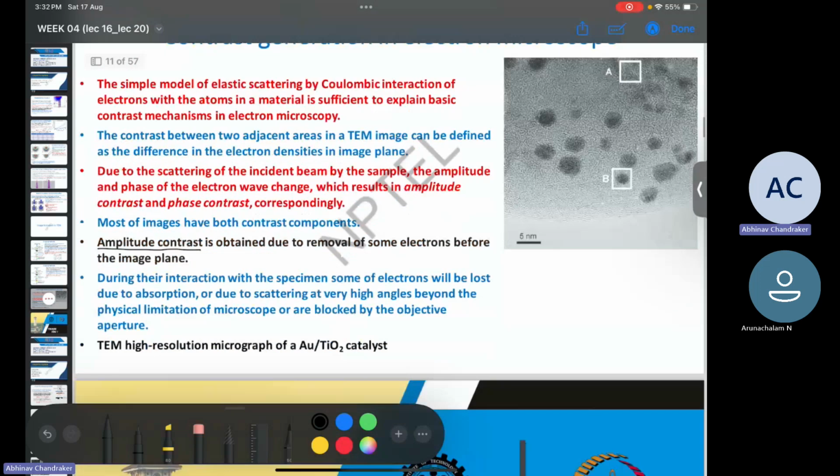So this is a TEM micrograph where we can see that there are some darkish regions and some lighter regions. In this way we can have a contrast between different features of the specimen. Here you have gold and titanium oxide.